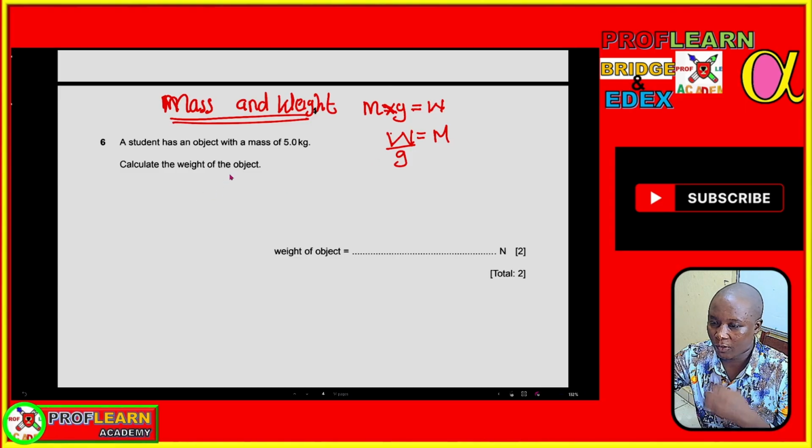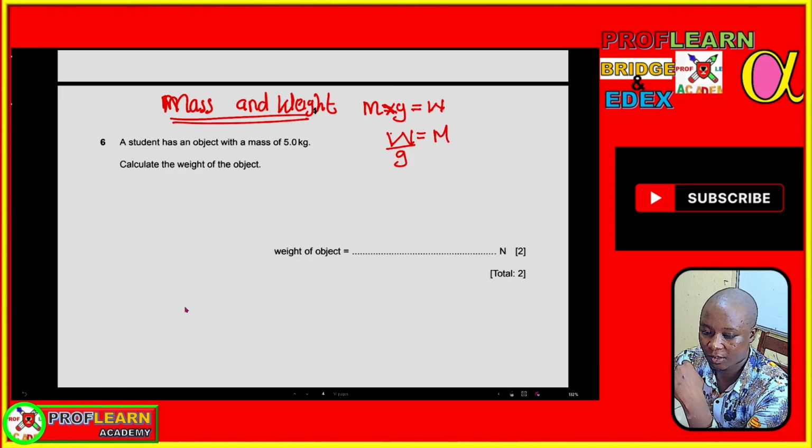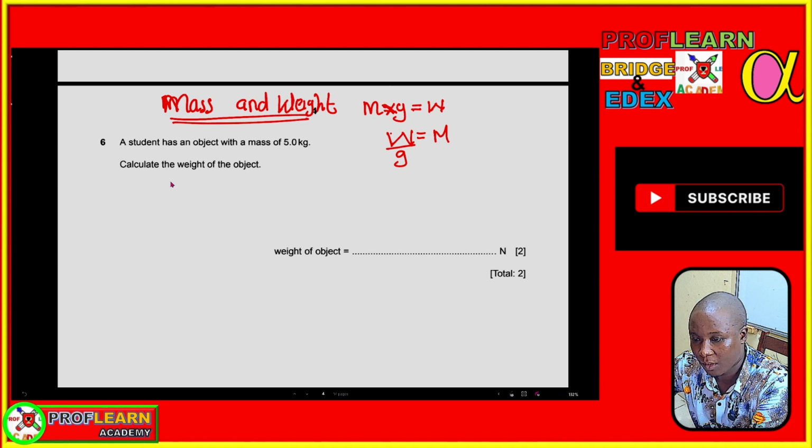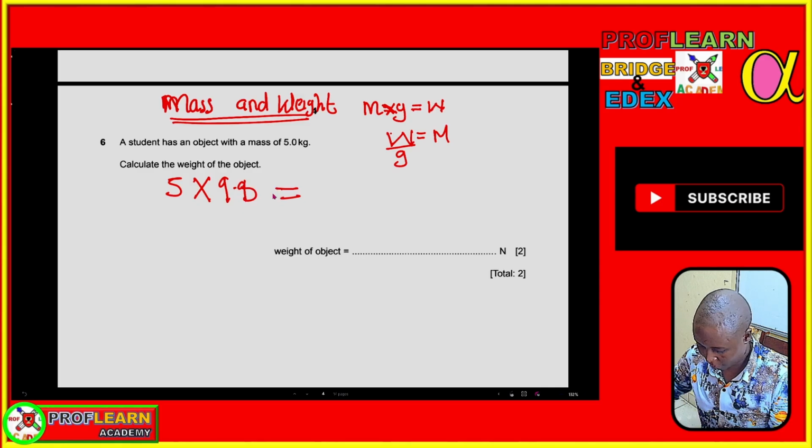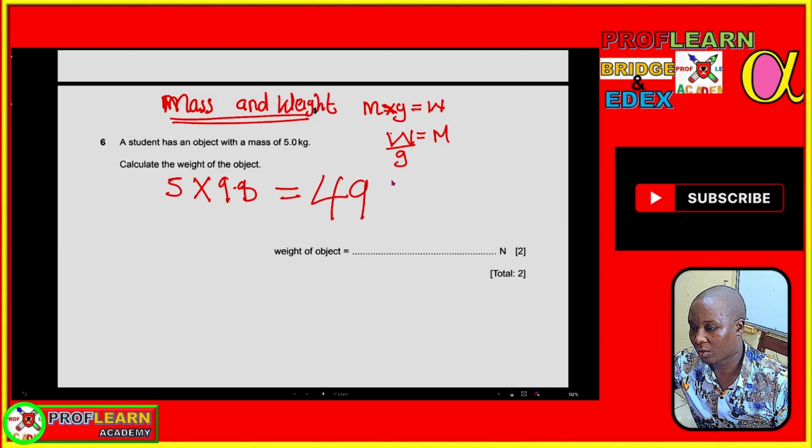Now calculate the weight of the object here. Something you have to keep in mind is that the mass must be in kilograms before you use it. So that's going to be 5 times gravity. You can use 9.8, and 5 times 9.8 gives us 49 newtons. Don't forget the units for weight.